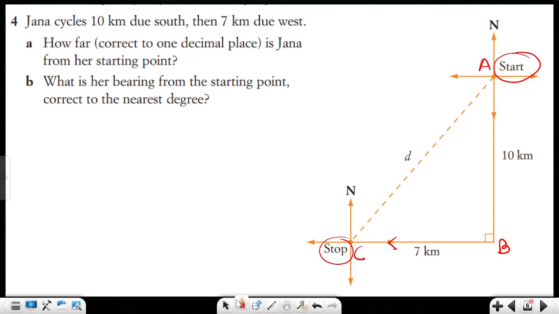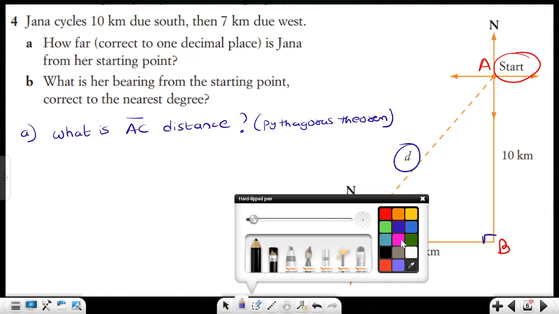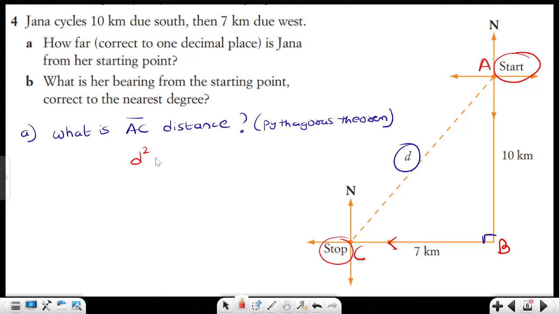So for the A bit, how far is Jana from her starting point? That means he is literally asking what is the AC distance, right? For that we can use Pythagoras theorem. That length they have given as d. So using Pythagoras theorem, d square is equal to 7 square plus 10 square. That's going to be 149. Therefore, d is equal to root 149 kilometers.